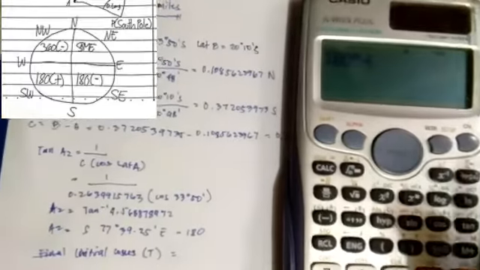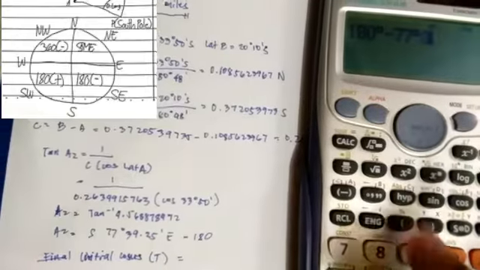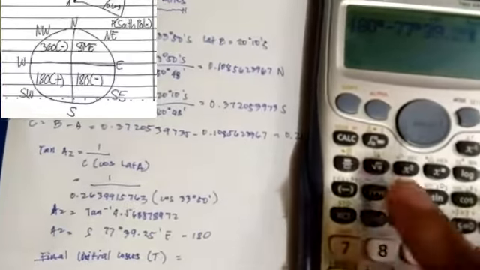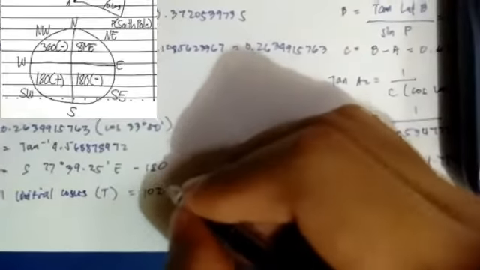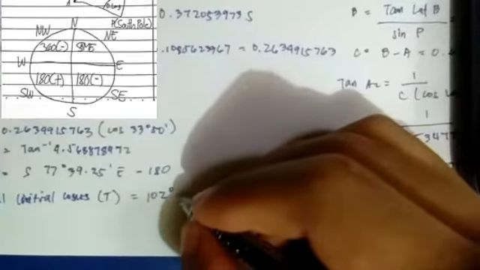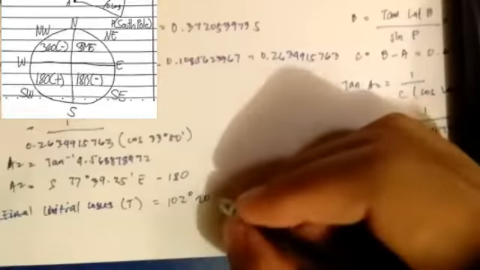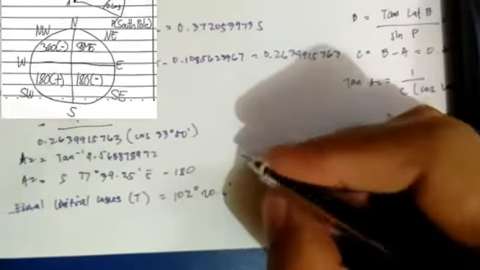So here we need to subtract 77 degrees and 39.25 minutes from 180 degrees. So the true initial course will be 102 degrees and 20.6 minutes.